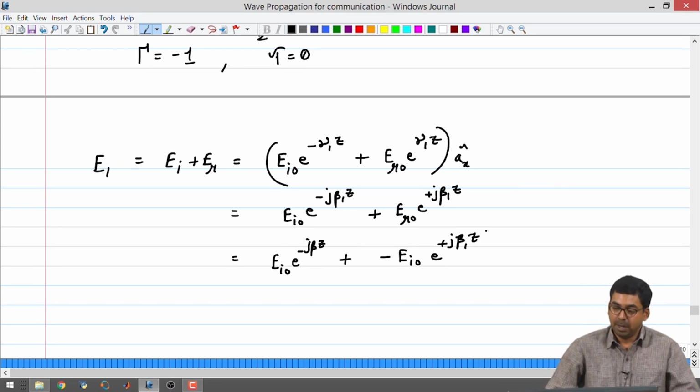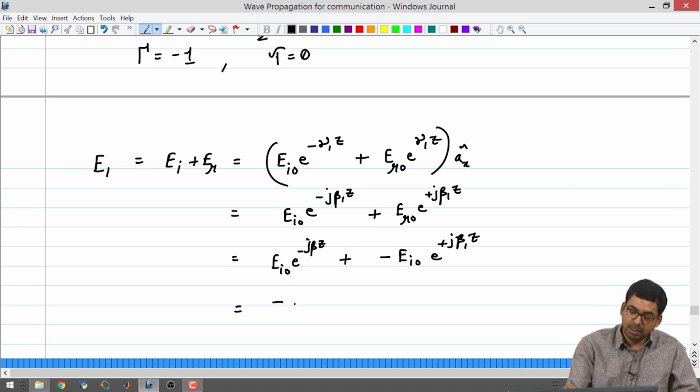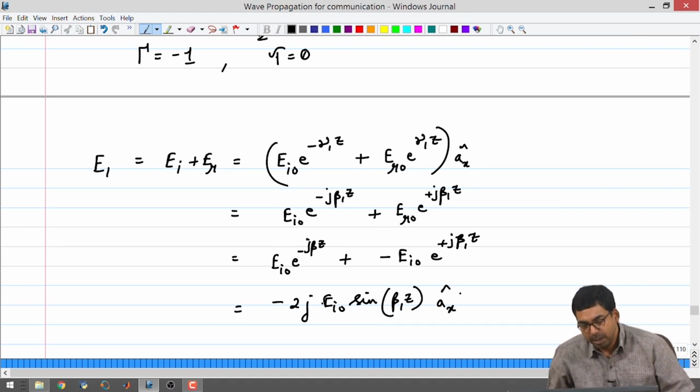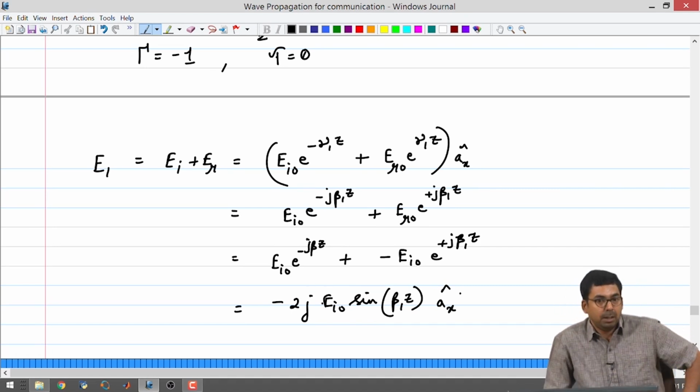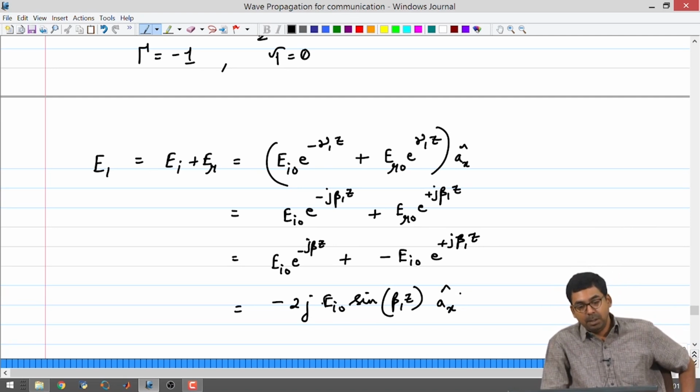So, you will end up getting a difference between two complex sinusoids, and the result will be minus 2j EI naught sin beta 1 z Ax hat. What this is telling you is that in medium number 1, suppose all of the electric field is reflected back, you will have a superposition of the incident and the reflected electric field, and the superposition is such that it is going to create a standing wave, alright.